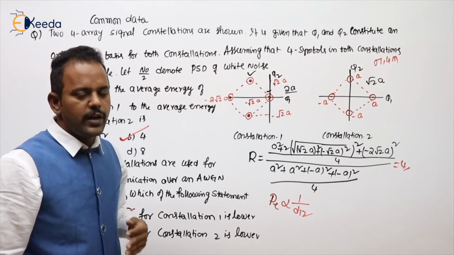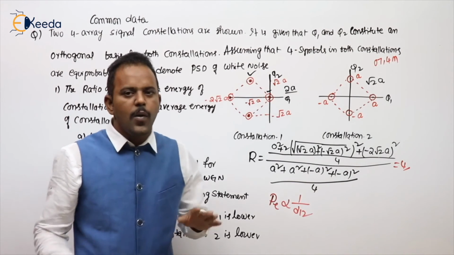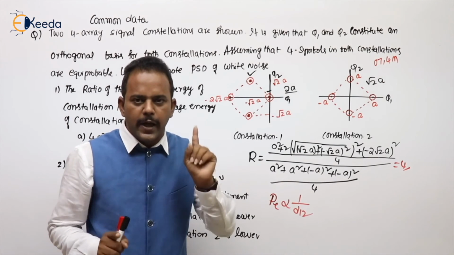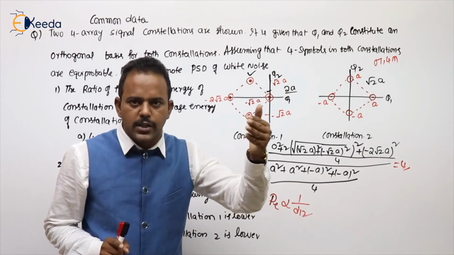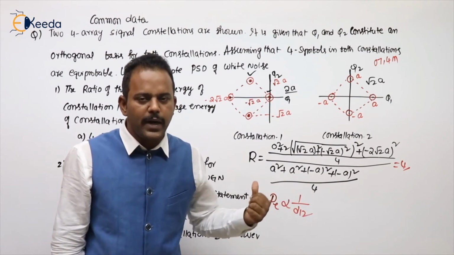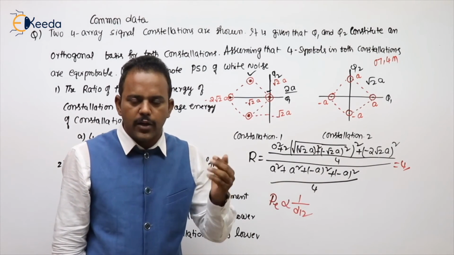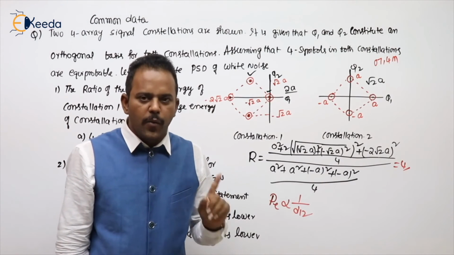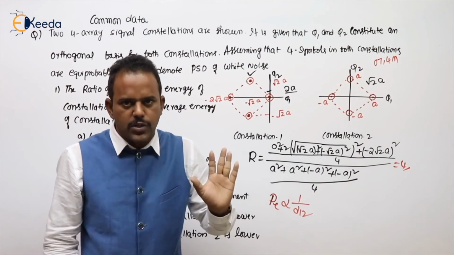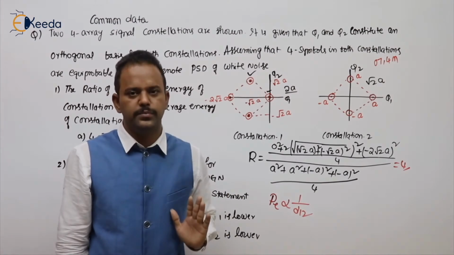So finally what we need to understand from this question, whatever constellation is given, how to calculate energy: take the distance from origin and then square it. Second, how to calculate probability of error comparisons: probability of error is directly proportional to 1 by distance. When we are calculating the distance, take the shortest points or nearest points as the reference.